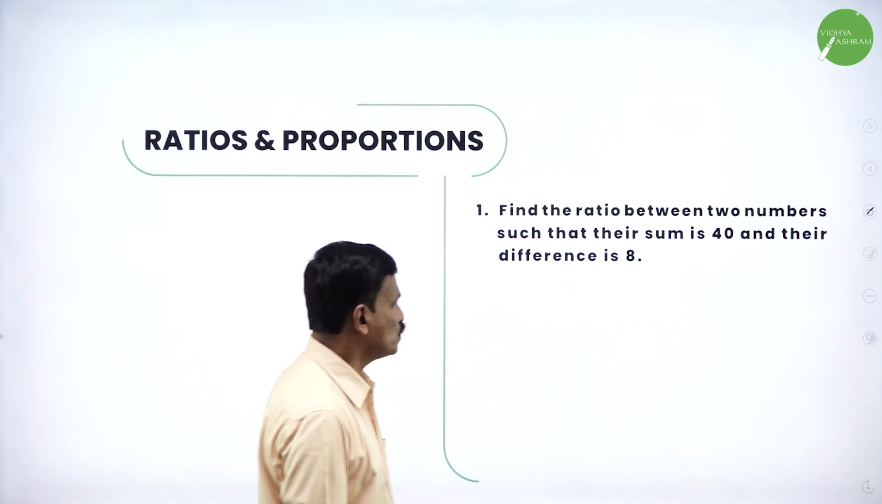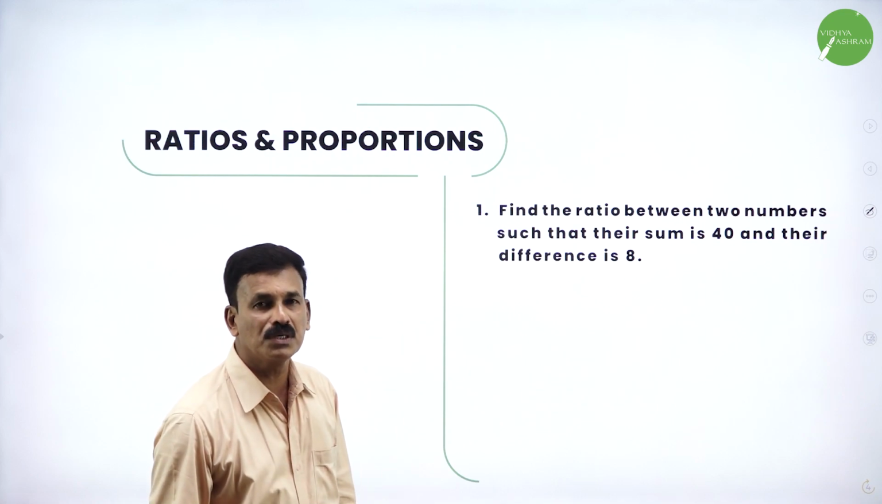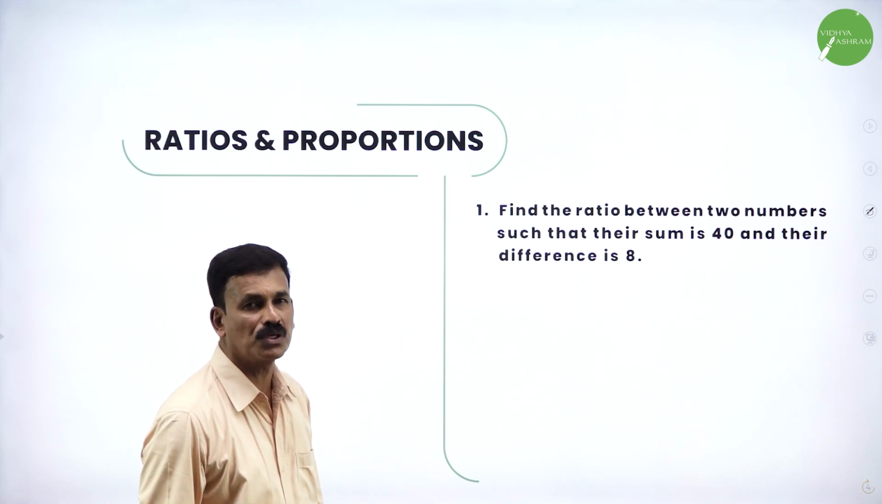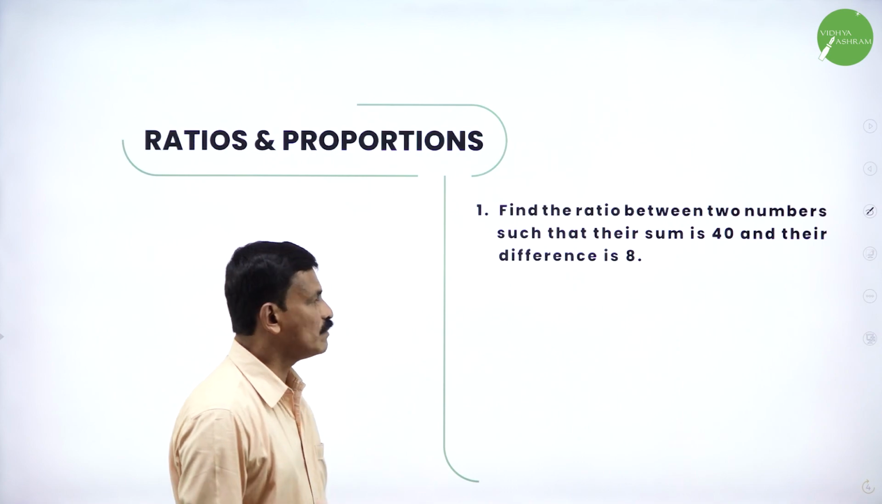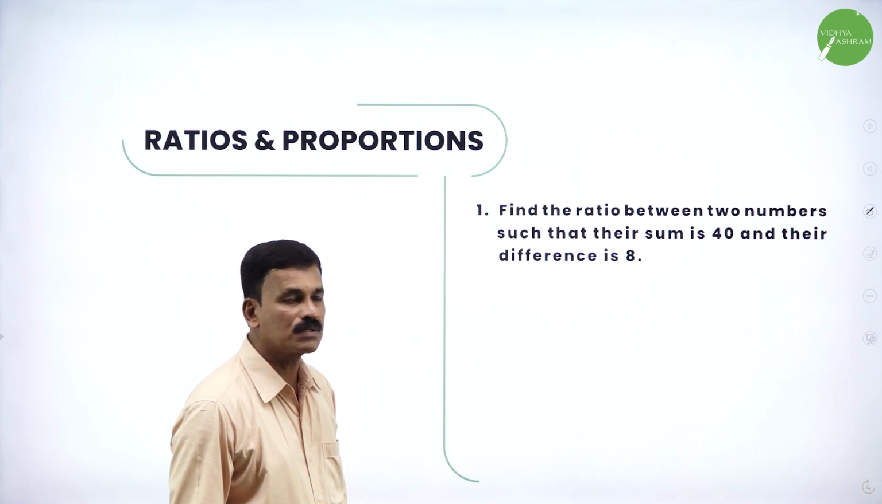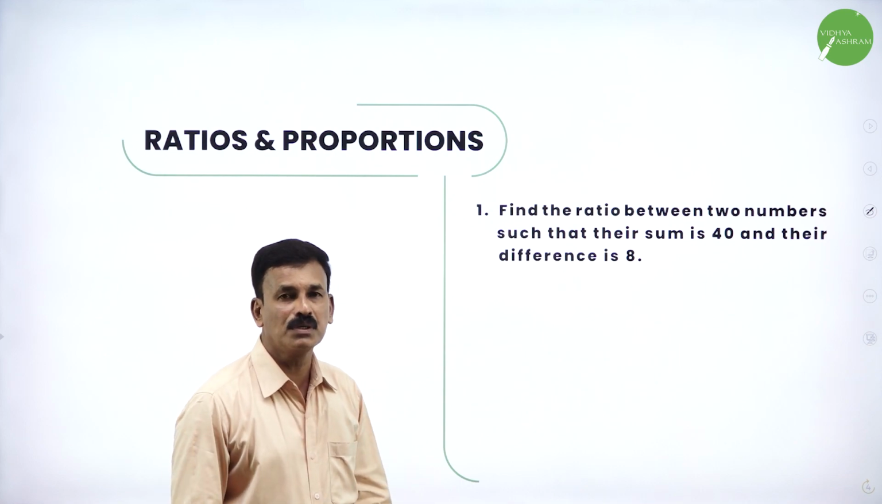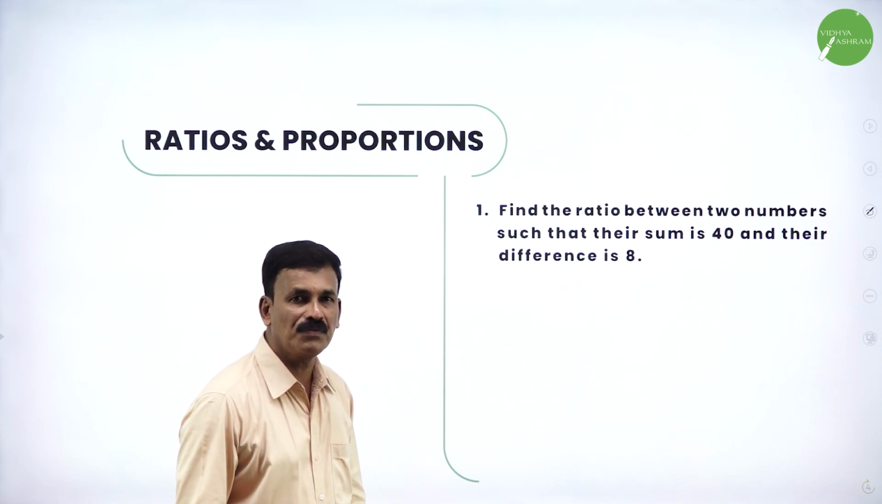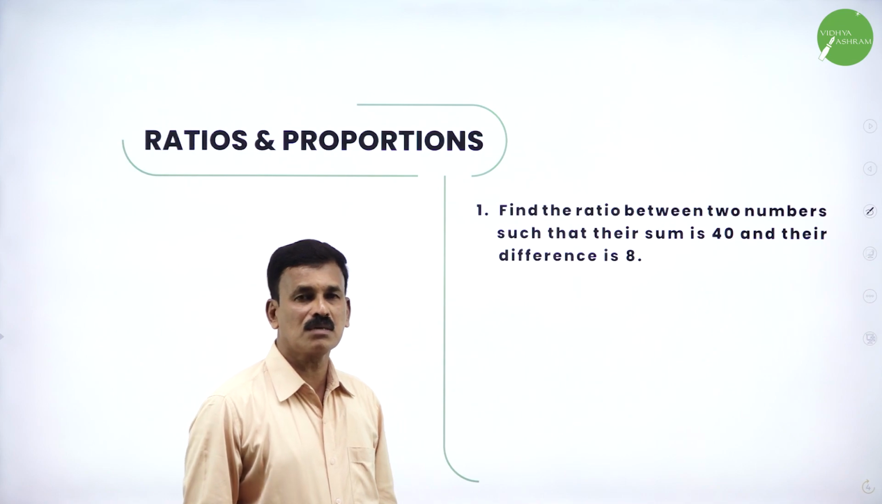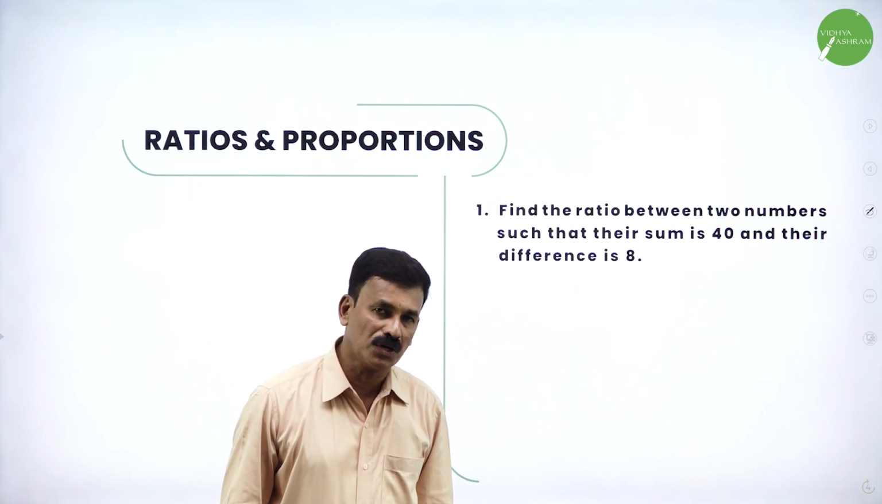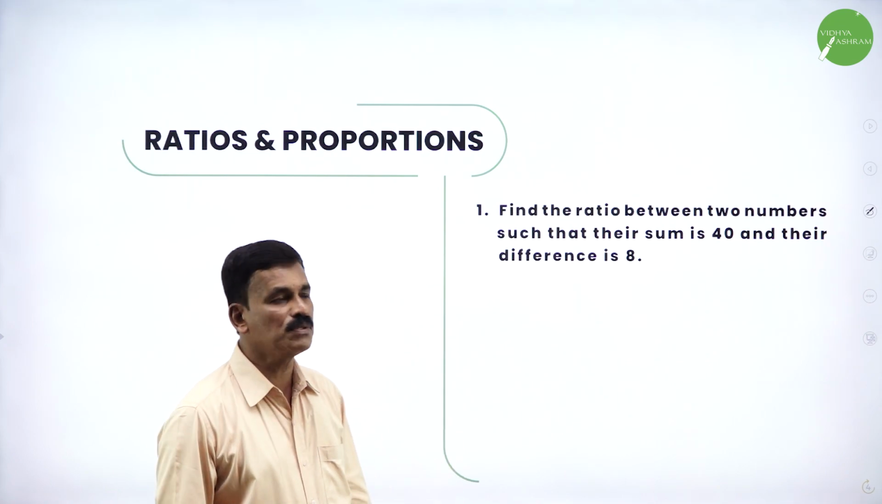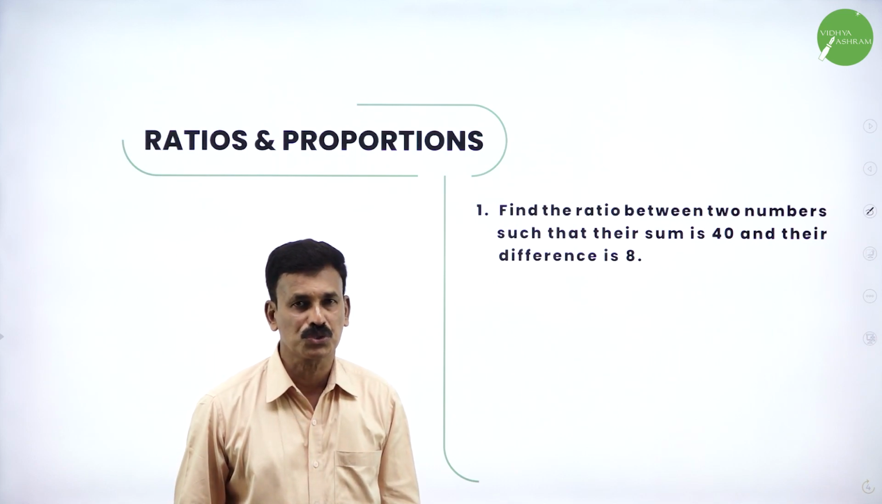So find the ratio between two numbers. There are two numbers. We have to find the ratio between those two numbers such that their sum is 40. The sum of those two numbers is 40 and the difference is 8. So if A and B are any two numbers, then the sum of the two numbers A plus B is equal to 40. And if you subtract, A minus B is equal to 8. Then we have to find those two numbers.